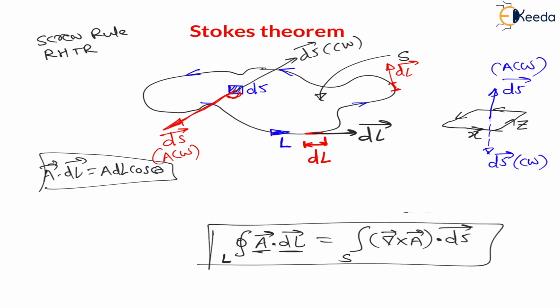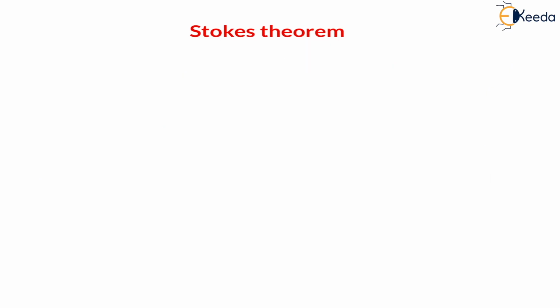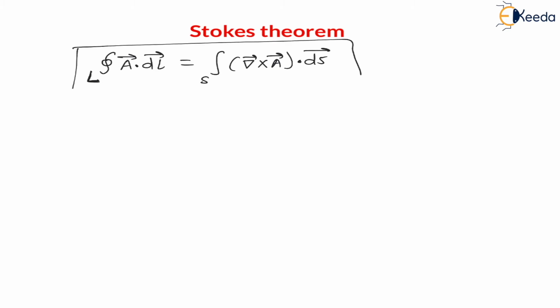And my dear students, Stokes theorem is applicable only for open surfaces, it is not valid for closed surfaces. So what we have seen: for a closed path L, the line integral of A dot dl is nothing but, for an open surface, the surface integral of curl. This del cross A is the curl, and dot ds is the surface integral, right? But the surface is an open surface.